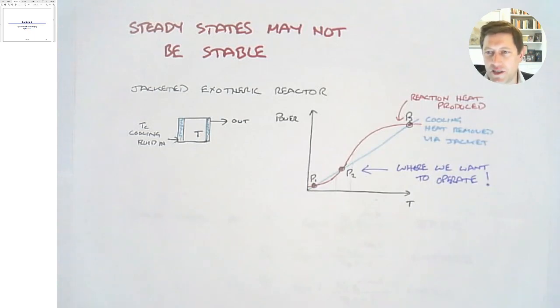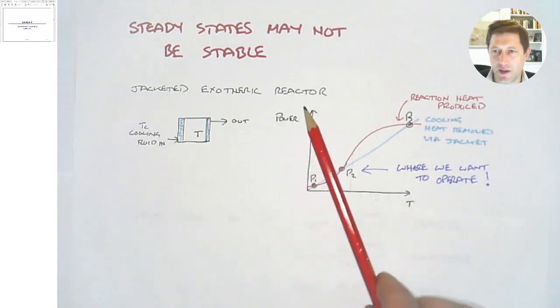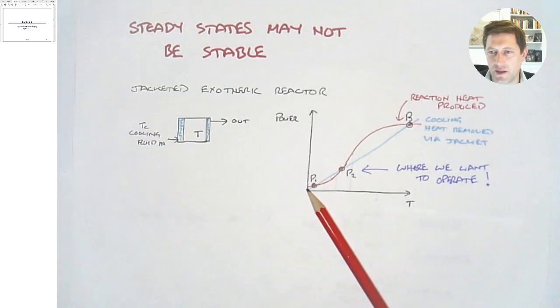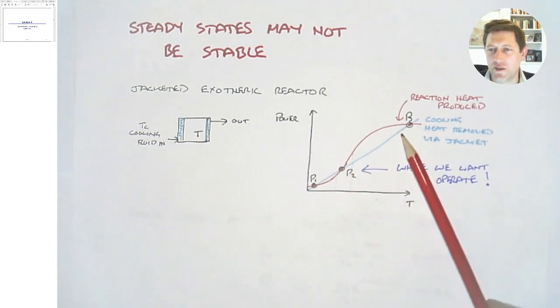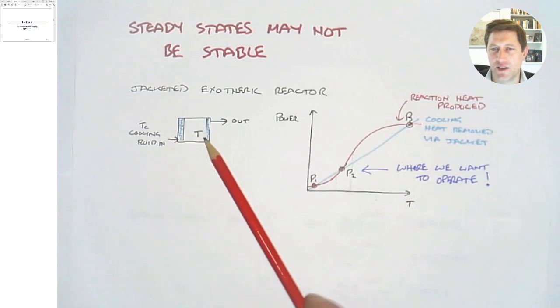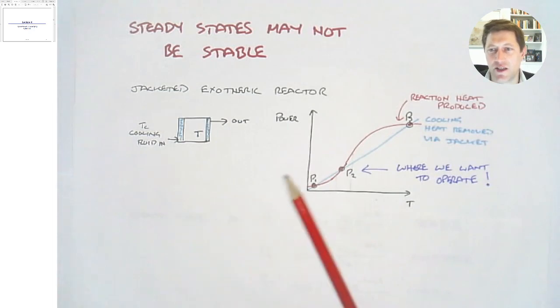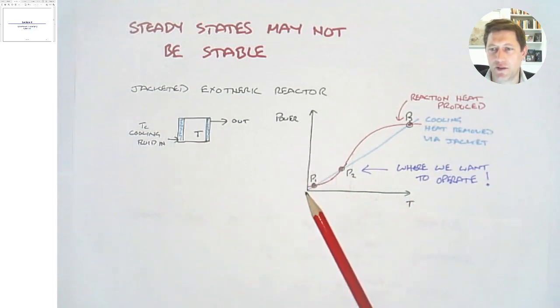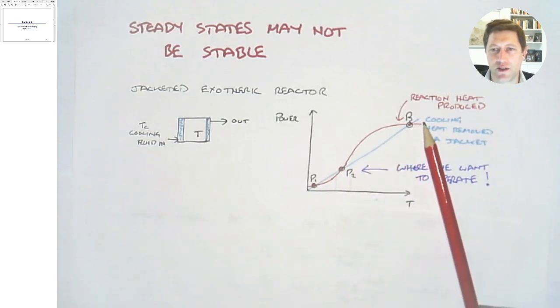We want to look at our process. Here's a plot of temperature against power. This is heat transfer or creation. So first of all, let's look at this blue line. The blue line shows us the rate of heat transfer out of the system due to the cooling jacket. So the cooling jacket is at temperature Tc and the reactor is at temperature T. So the rate of heat transfer is going to be proportional to T minus Tc. And so the bigger T, the bigger the rate of cooling, and that's linear. So we have a straight line to show the amount of heat that's being removed from the reactor.